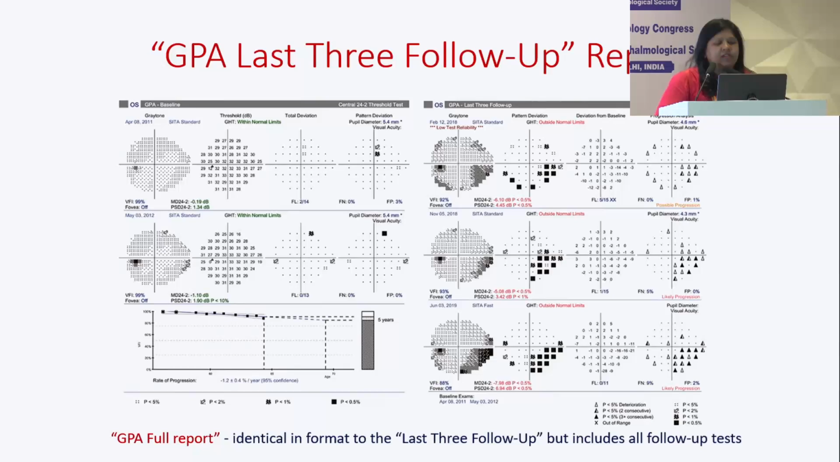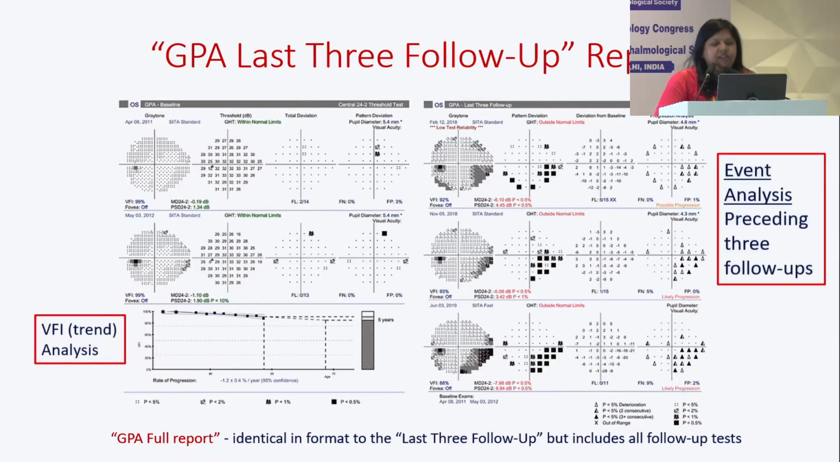So this is a summary report of the last 3 follow-ups. So there is something called the last 3 follow-up report, in which it will show you the VFI trend analysis and the event analysis preceding the last 3 follow-ups. And then there is something called a GPA full report, which is identical in format to the last 3 follow-up, but includes all the follow-up tests. So that is a very long report.